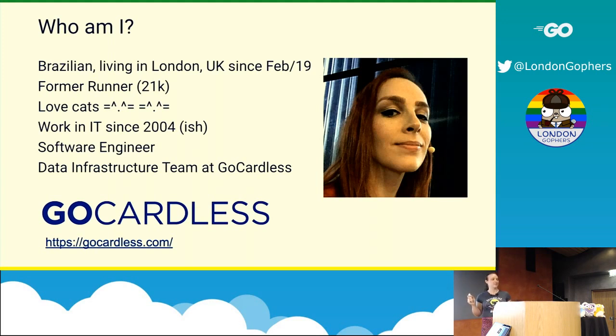I love cats. I work in IT since 2004-ish because I like to change my career a lot. So I did some weird stuff, like going to medical school in the middle of this. But yeah, I'm a software engineer and I work at the data infrastructure team at GoCardless. So some may say I'm a data engineer, if that's a thing. GoCardless is a fintech that is trying to improve how to make recurring payments. So if you're interested, here's our website.